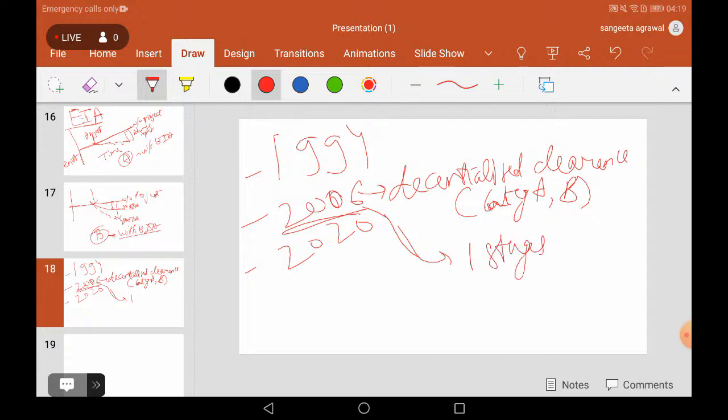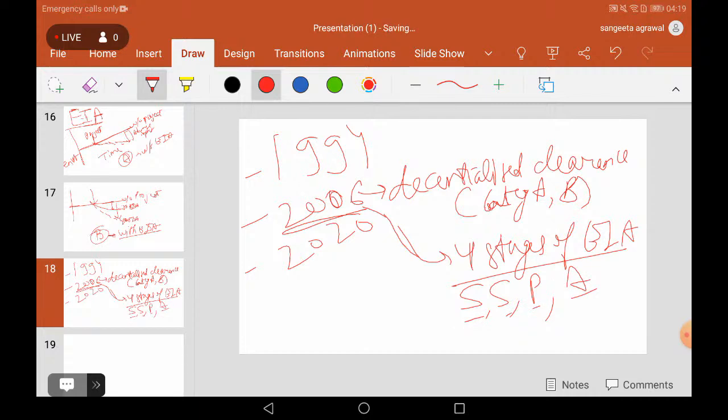4 stages of EIA. Right. What are the 4 stages? Screening, scoping, public hearing, and appraisal. Screening, scoping, public hearing, appraisal. These are the 4 stages of EIA introduced after the 2006 amendment.